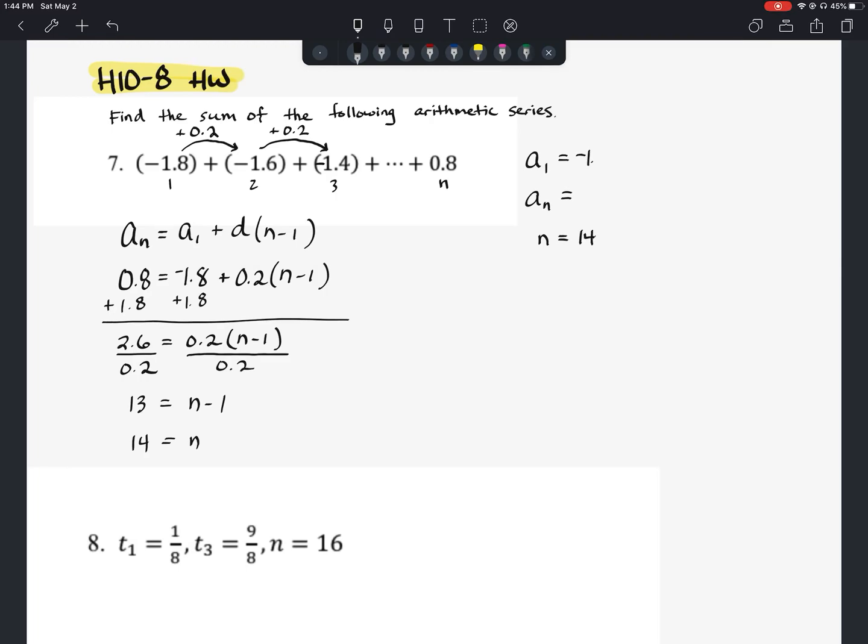We know the first term is negative 1.8, and we know the last term was 0.8. So our sum then of our 14 terms should be our first term, negative 1.8, plus our last term, 0.8, times half of 14. Well, that should give us a negative 1 times 7. So our sum for the 14 terms in this series should end up being negative 7.